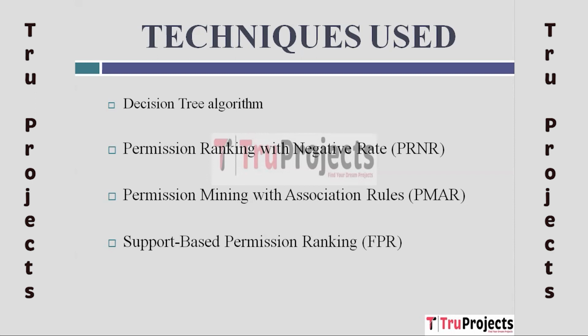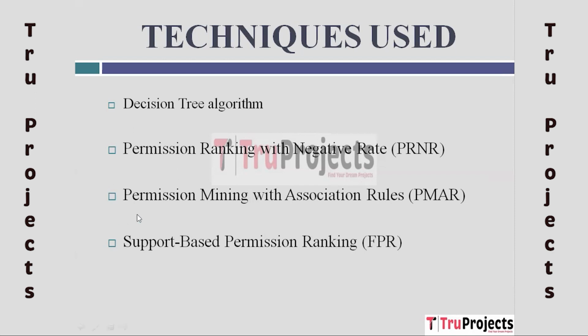In addition to decision tree, the project also introduces three major pruning techniques under the concept of significant permission identification. The first technique is permission ranking with negative rate (PRNR). This technique prunes out common permission subsets required by both malware and benign applications, reducing the permission list for analysis.